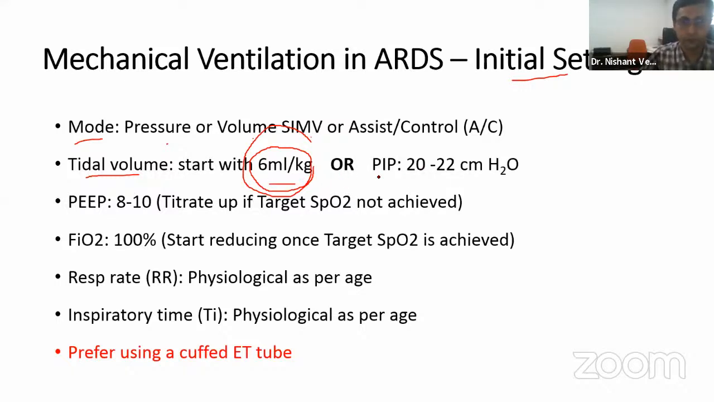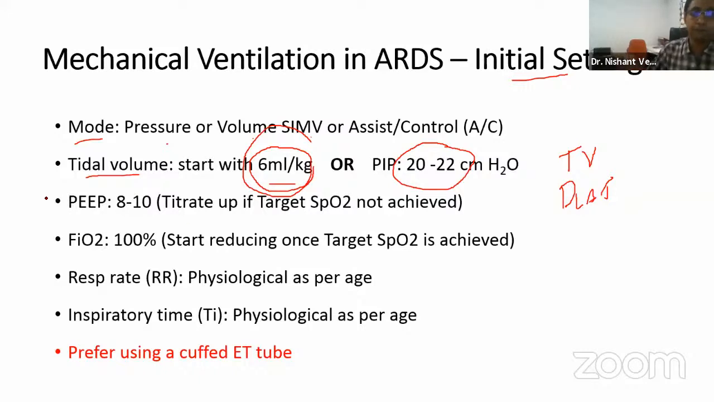If we are using a pressure mode, then start with a PIP of 20 to 22 centimeters of water. And if you are using the pressure mode, monitor what tidal volume is being delivered. If you use volume mode, then monitor what plateau pressures are being delivered. Okay, so अगर आप volume mode use कर रहे हैं तो आप plateau pressure monitor करेंगे. आप pressure mode use कर रहे हैं तो tidal volume आपको monitor करना पड़ेगा.